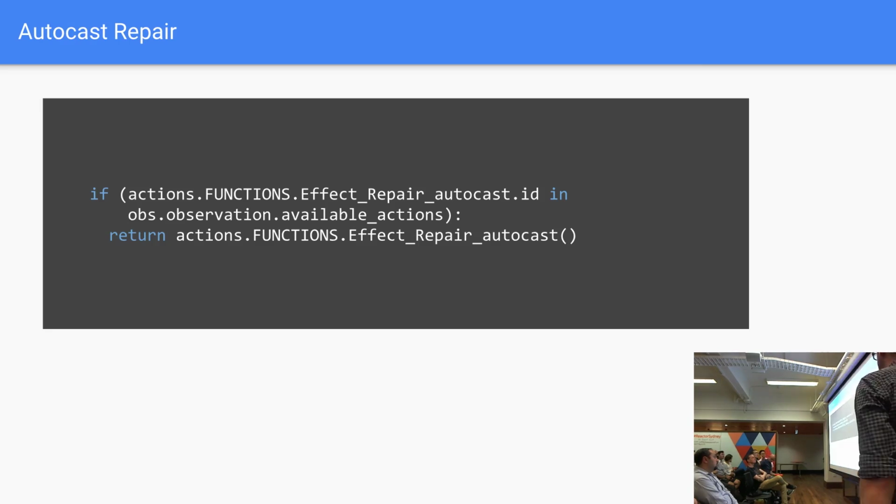This is an autocast. I put this in there to show how you can do an auto-casting effect. Once again, you do have to check if the action is available, but then there are no arguments here because it's a simple action. Just do it. You don't have to queue it. You don't have to give it any coordinates, so it's fairly straightforward.